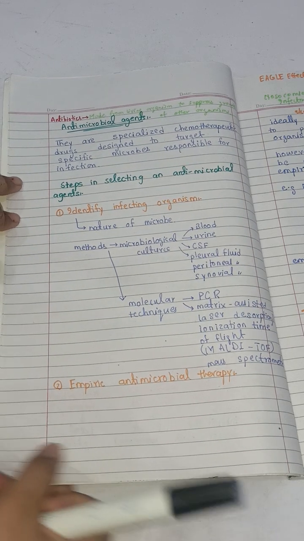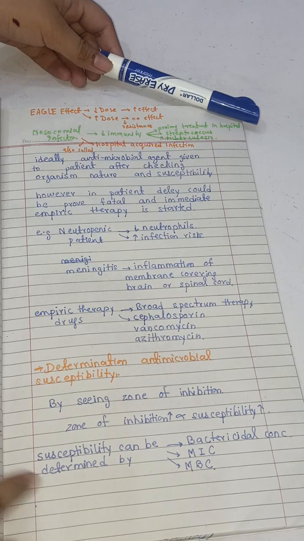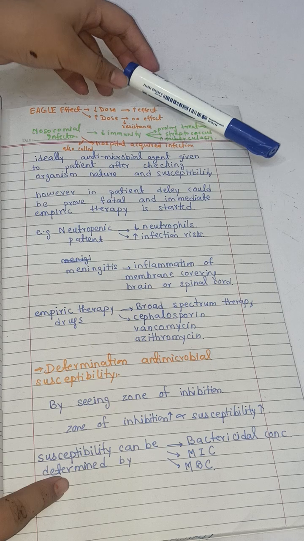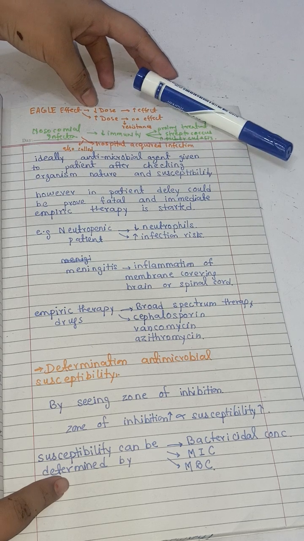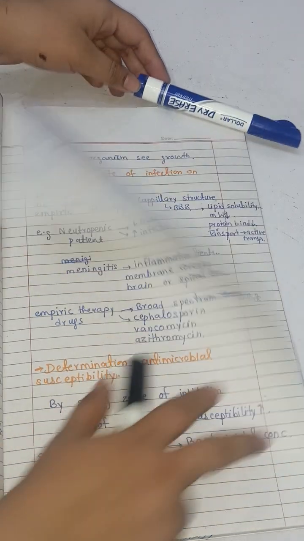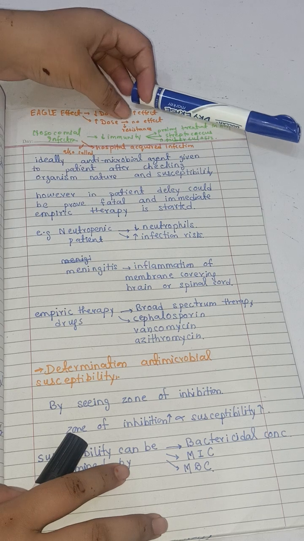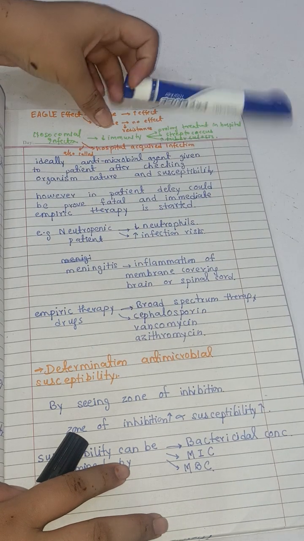And what was empiric antimicrobial therapy? We have discussed it. Okay, so before discussing empiric therapy, I want to tell you the Eagle effect, in which when we decrease the dose of the antimicrobial agent, its effect increases. So this is called the Eagle effect. But when we increase the dose of it, no effect occurs, the resistance occurs. So this is called the Eagle effect.